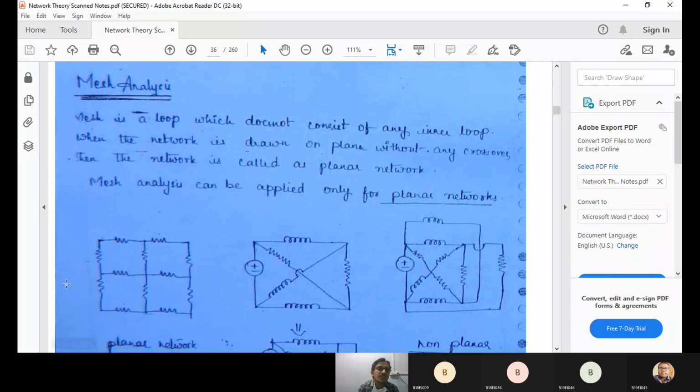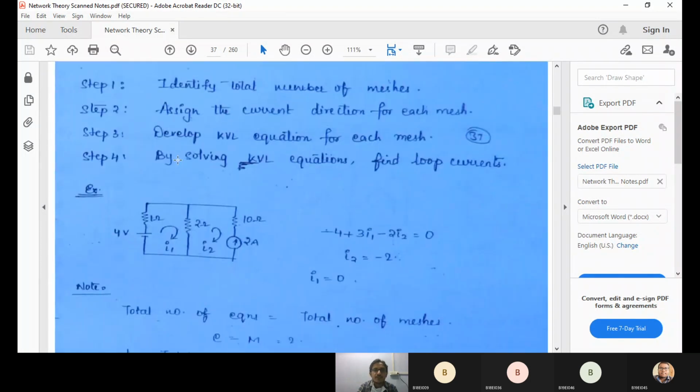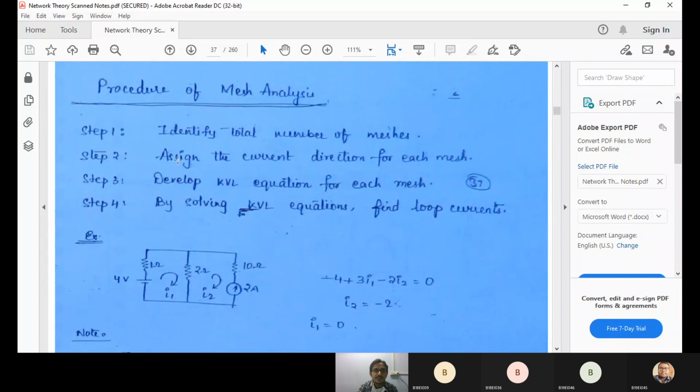Right. Mesh analysis. A mesh is a loop which doesn't consist of any inner loop, when the network is drawn on a plane without any crossover. Procedure for the mesh analysis. These are the sequence of steps, very neatly written.